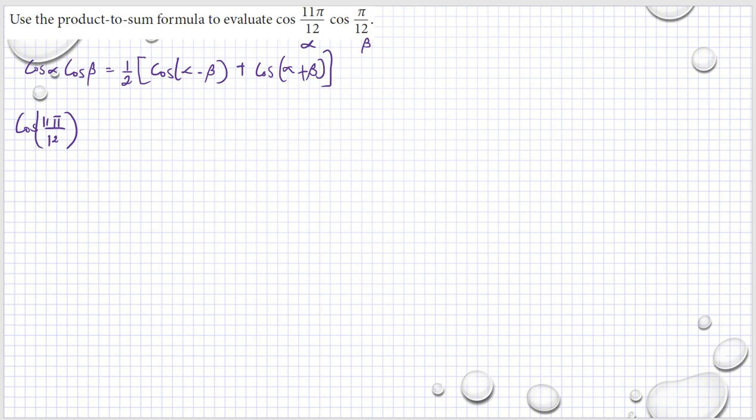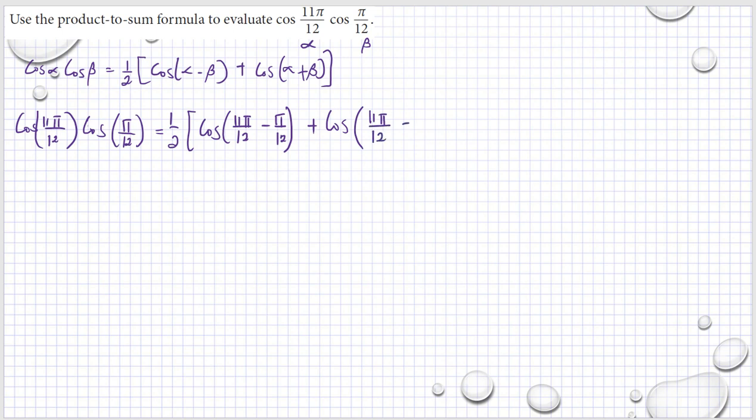I will remove that and make some space. Cosine pi over 12 is equal to 1/2 cosine 11 pi over 12 minus pi over 12, plus, sorry, it should be like that, cosine 11 pi over 12 plus pi over 12.